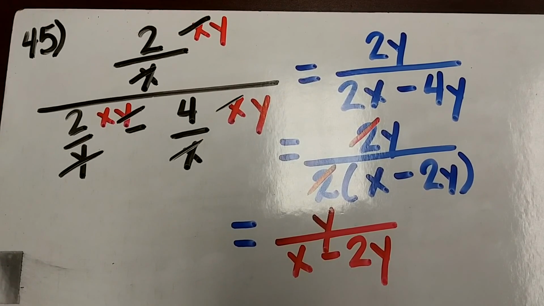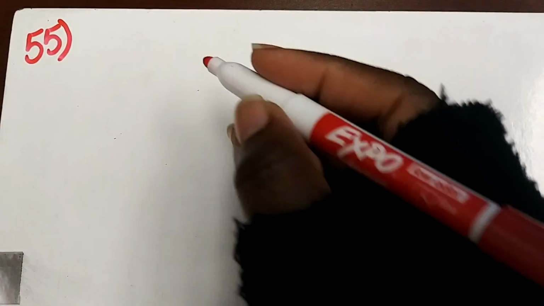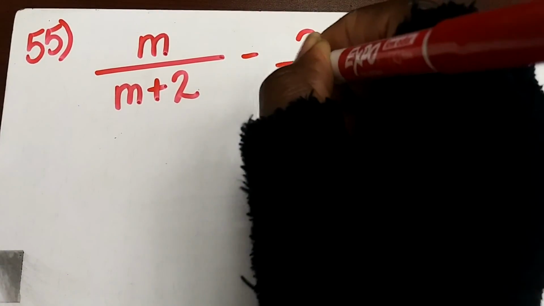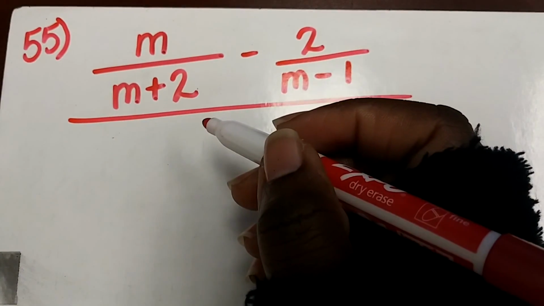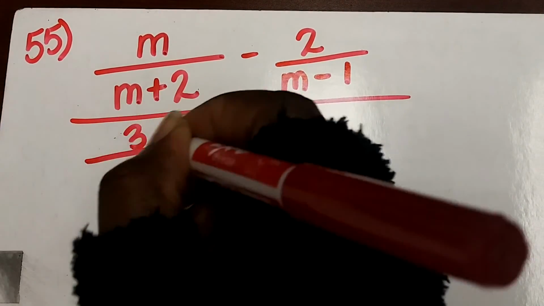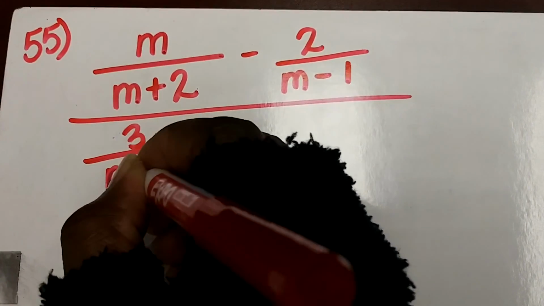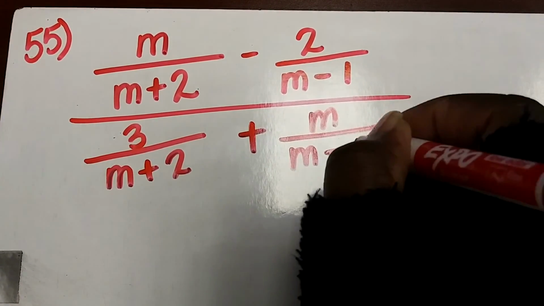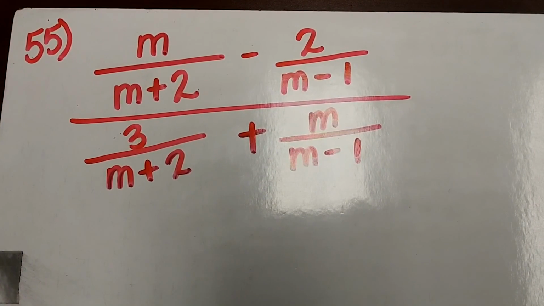Look at number 55. You have m over m plus 2 minus 2 over m minus 1, over 3 over m plus 2 plus m over m minus 1. Wow, lot going on here.